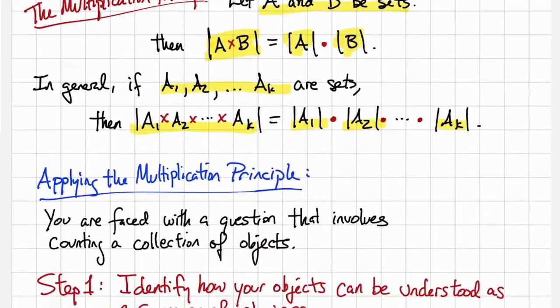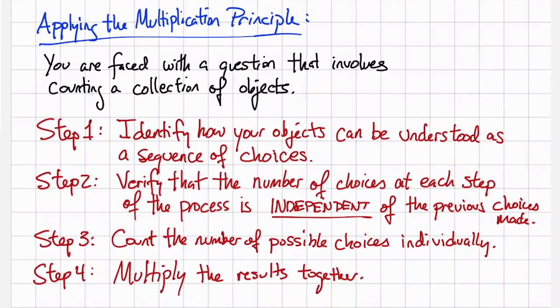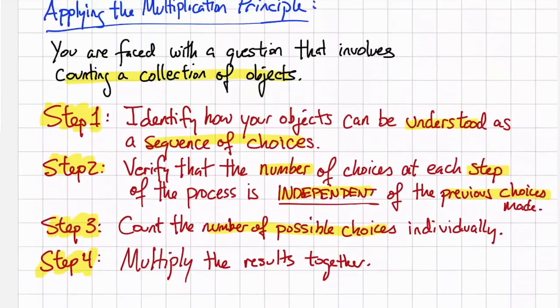So here's how you go about applying the multiplication principle. Your goal is to count a collection of objects, and you recognize that you can understand your objects either as a sequence itself or a sequence of choices. Then you verify that the number of choices at each step is independent of the previous choices. Then you count the number of choices at each step individually, and you multiply those numbers together. Let's see a few examples.